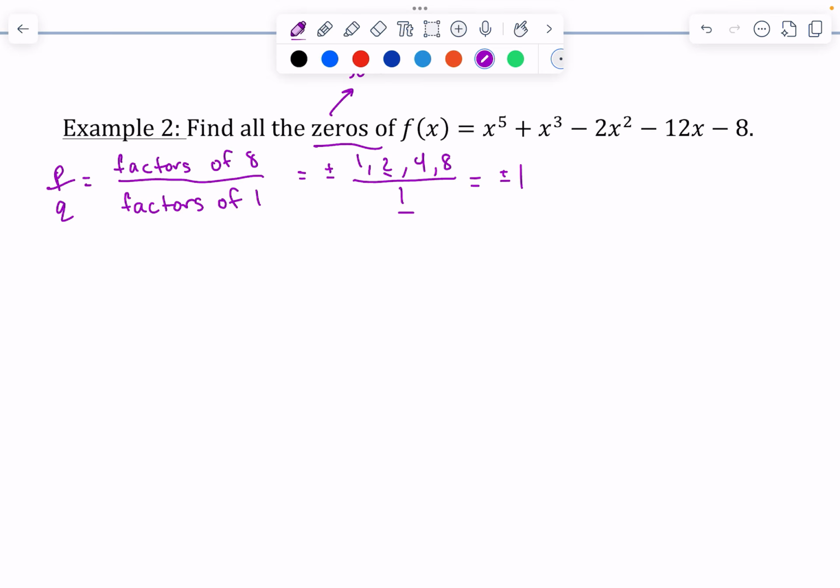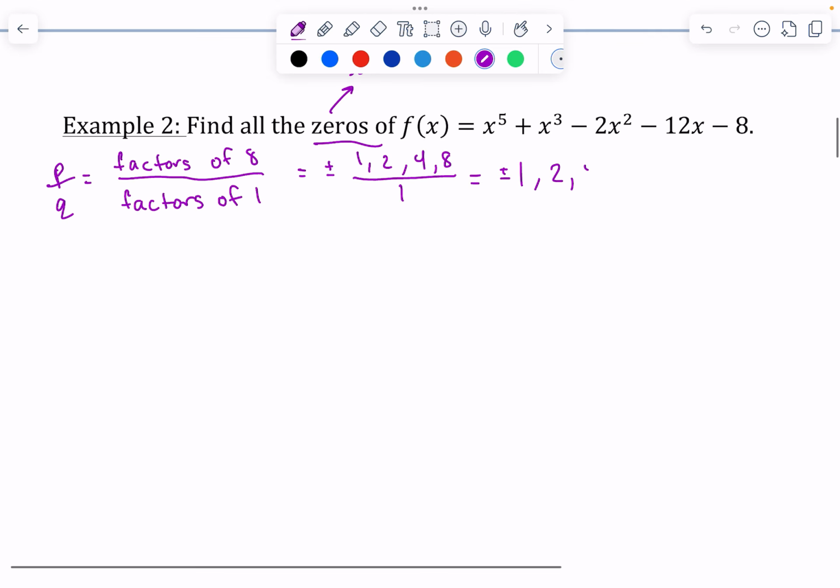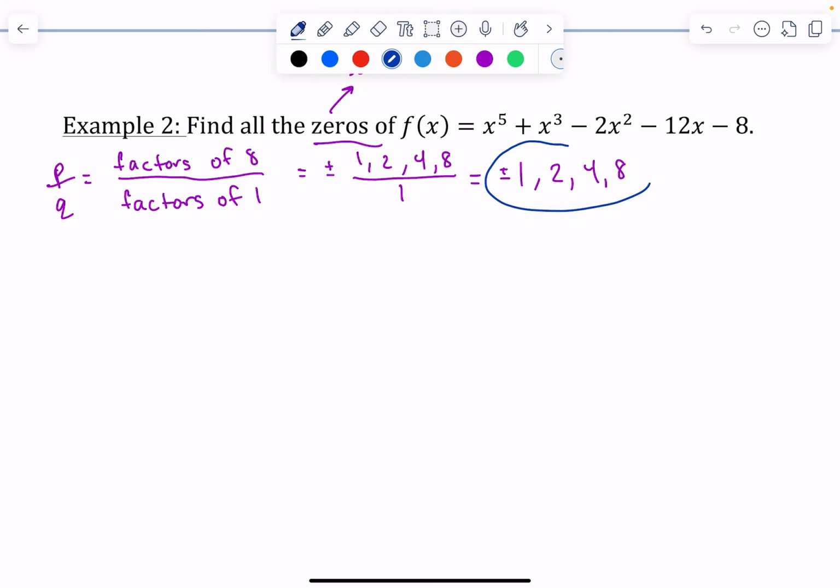2 divided by 1 is just 2, and so on and so forth. Remember, these are the possible solutions. But if I want to find out which ones are the actual solutions, I have to test them using synthetic division. So that's what I'm going to do now. I always start with the smaller numbers just because it's easier and they usually end up being the ones that are the factors. So I'm going to start with a positive 1 and let's just see if it works.